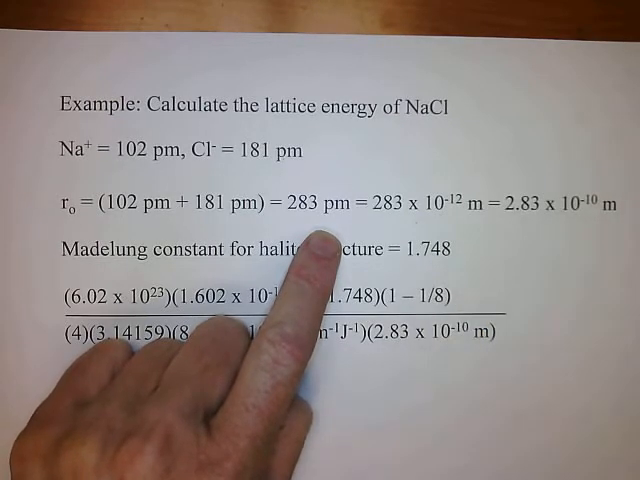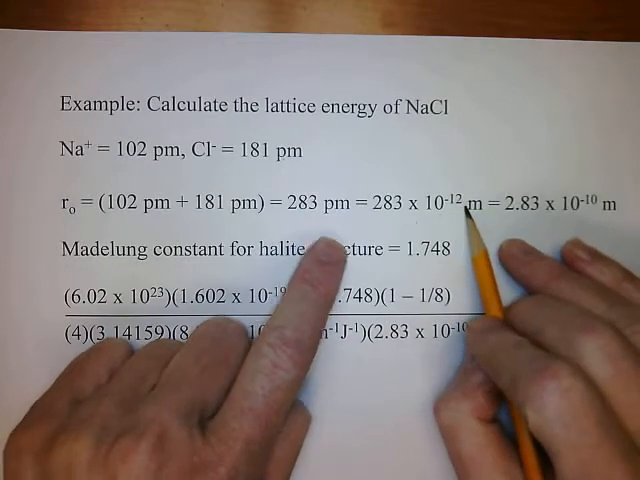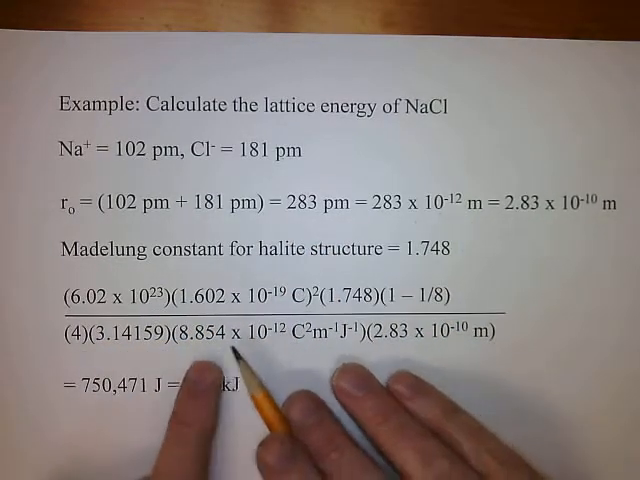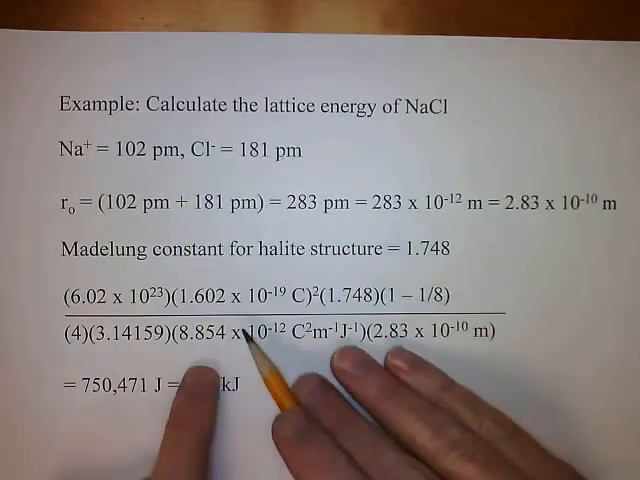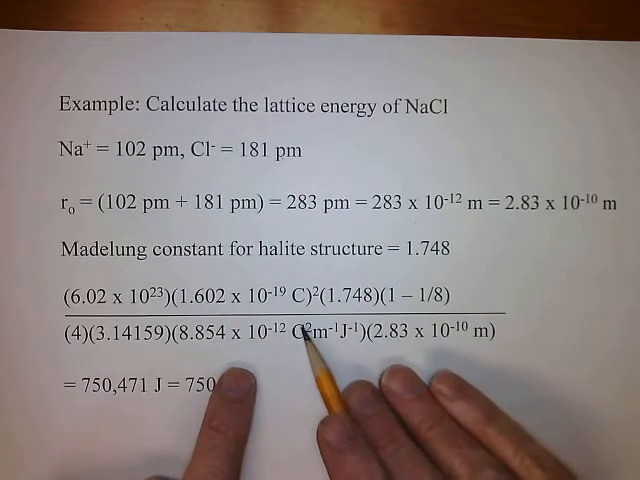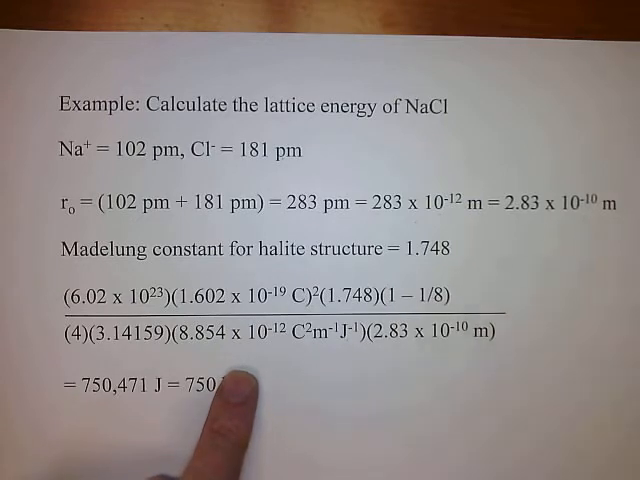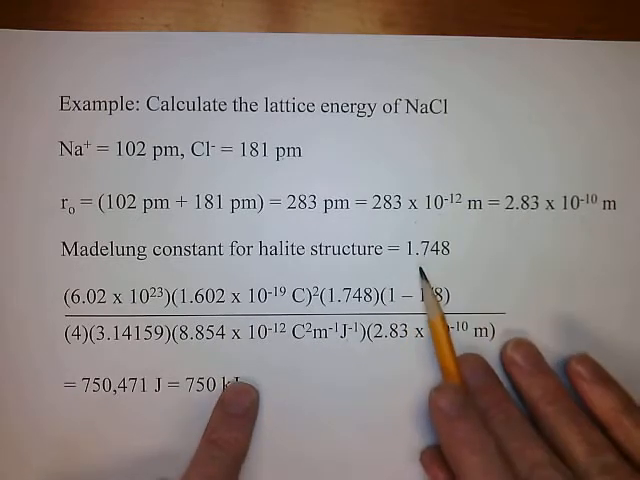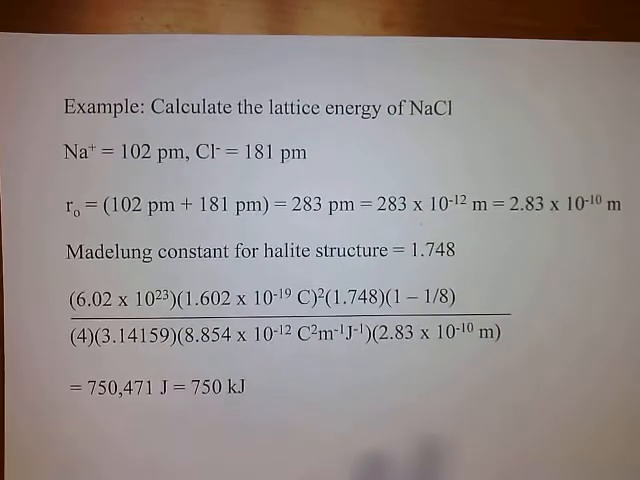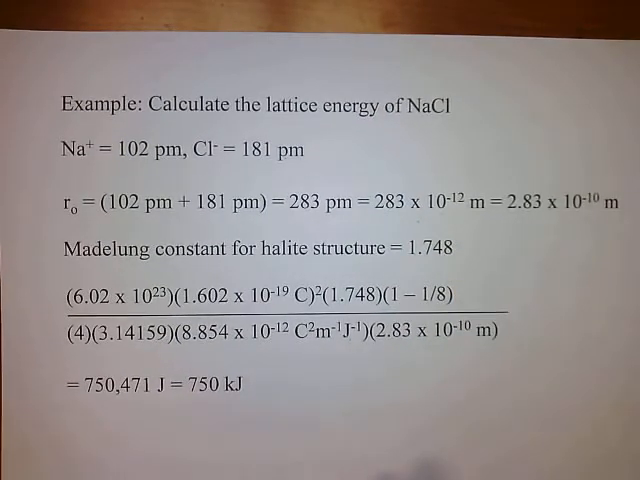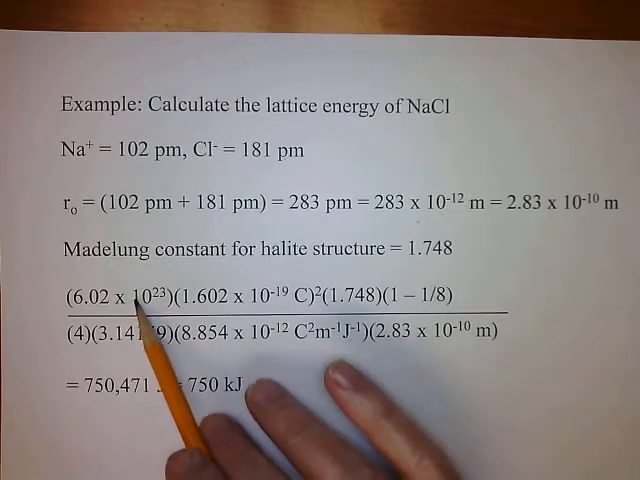To be consistent with our units, we had to convert this into meters, because this constant is in units of coulomb squared per meter per joule. So the distance has to be in meters. And we need to know the Madelung constant for the halite structure, which is 1.748. All right, so we're going to take Avogadro's number.